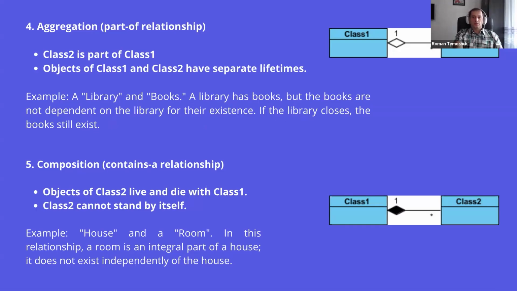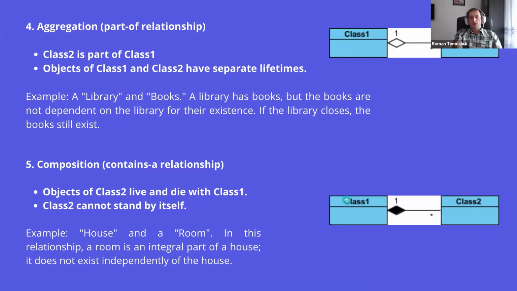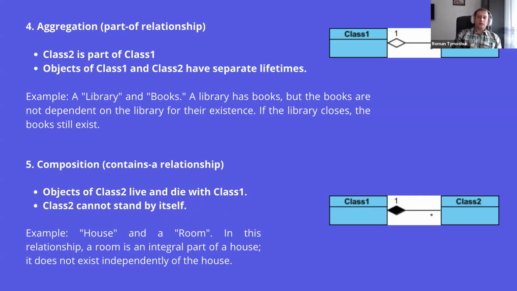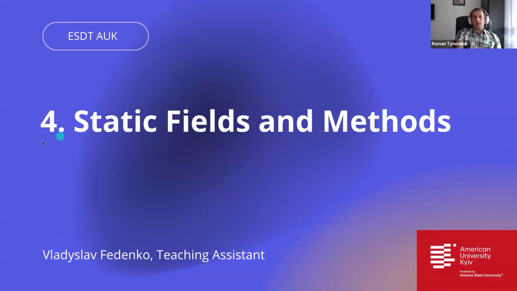And we have composition, the contains relationship. Here you can see an example on the right side. Objects of class 2 live and die with class 1. Class 2 cannot stand by itself. Here you can see the example of a house and a room. In this relationship, a room is an internal part of a house. It does not exist independently of the house. Good. I think it's clear.